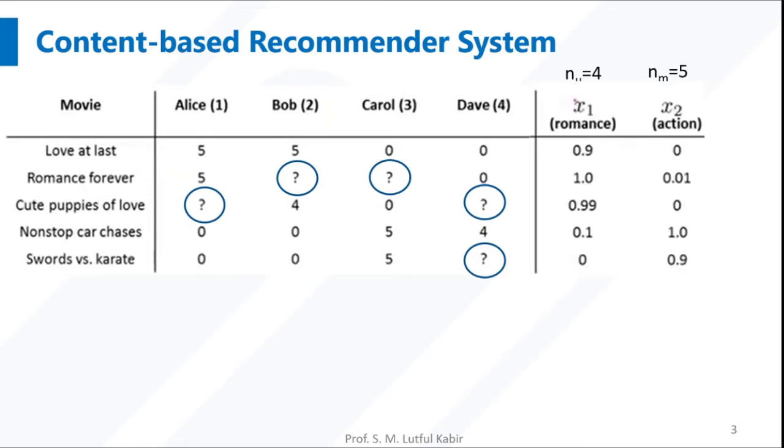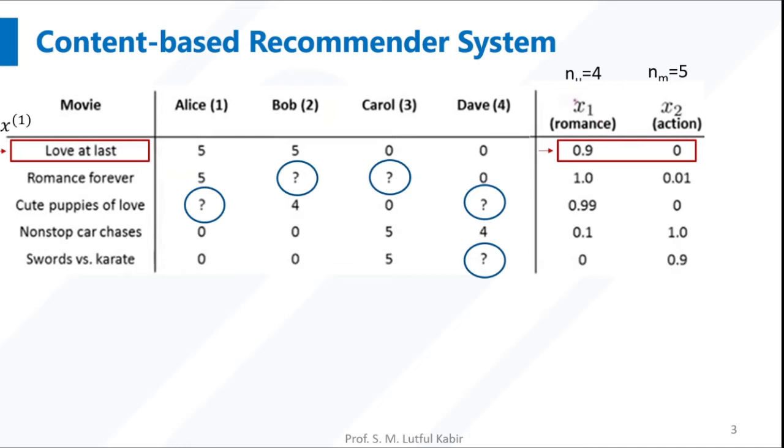So for that matter, we have to define the features for individual movies. That means the characteristics of individual movie. For example, movie number 1, which is Love at Last, can have 2 characteristics. That means it can be some sort of romance, some sort of action. So to what degree the romance exists in that movie and to what degree action exists in that movie. So that is called the features of that particular movie.